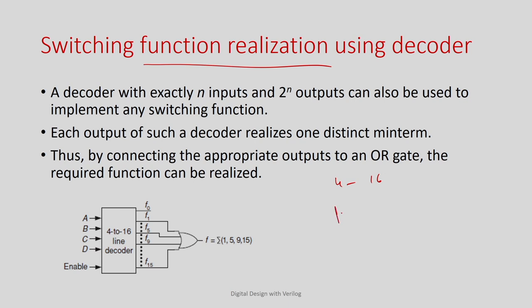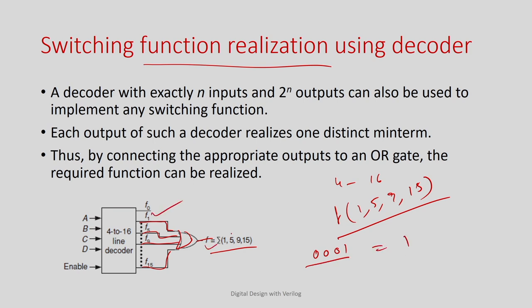So, if there is a function f which has min terms 1, 5, 9 and 15, I just connect F1, F9, F5 and F15 to an OR gate and that will be my f. How will this work? If the input is 0, 0, 0, 1, which is basically 1, then F1 will be 1, and my output will be 1 because this is an OR gate. If the input is 0, 1, 0, 1, this is 5, so F5 will be 1, and the rest of the values will be 0, right.